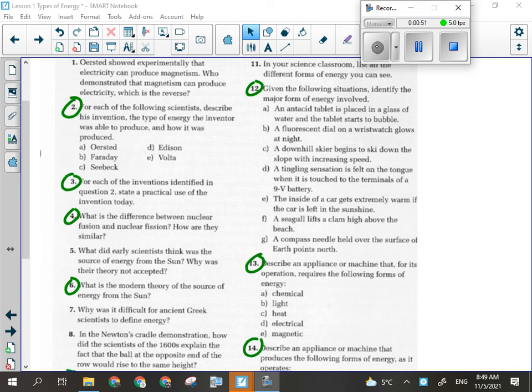All right, what about Seebeck? Heat energy? He used heat to make electric energy. Right, he made the first thermocouple, so he was the one who did that. And then Edison, we didn't really talk about him, but he was in there. What did Edison do?